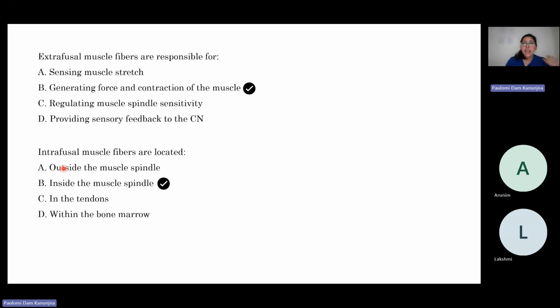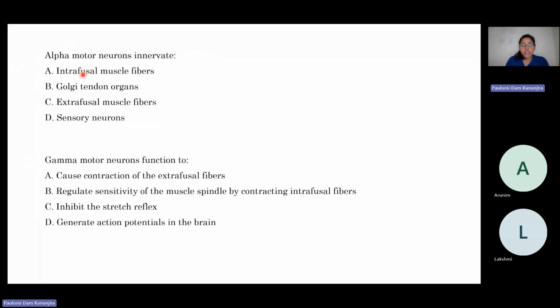So this is correct. Extrafusal muscle fibers are for generating force and contraction. They are present outside the layer of the muscle spindle, and intrafusal fibers are present inside, and they sense the muscle stretch. Okay. Next one. These are the two neurons that you have: gamma motor neurons and alpha motor neurons. So where are they present and what do they do?